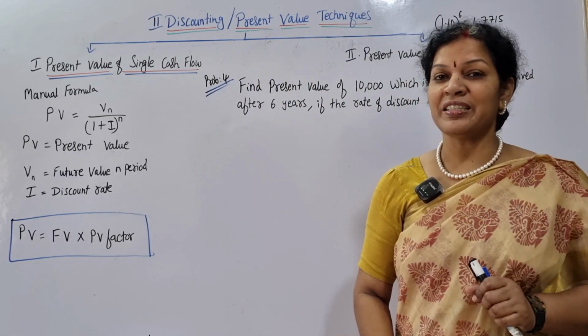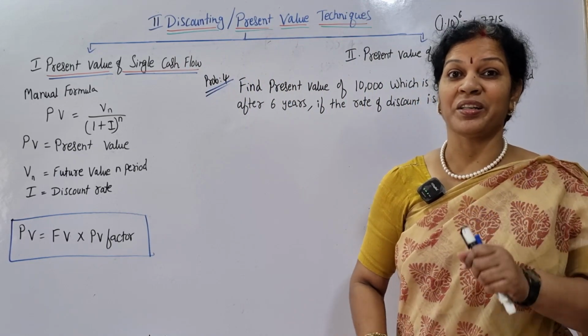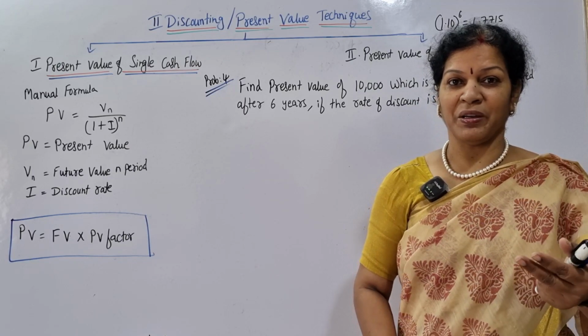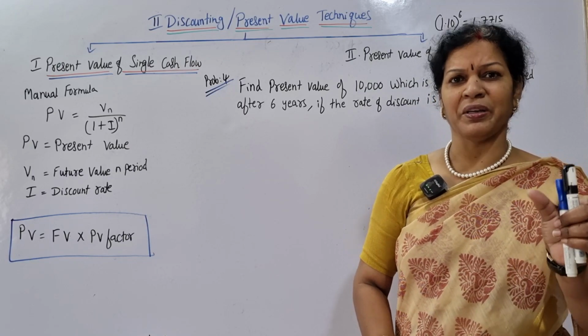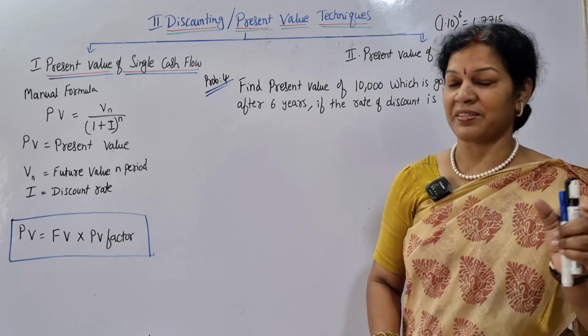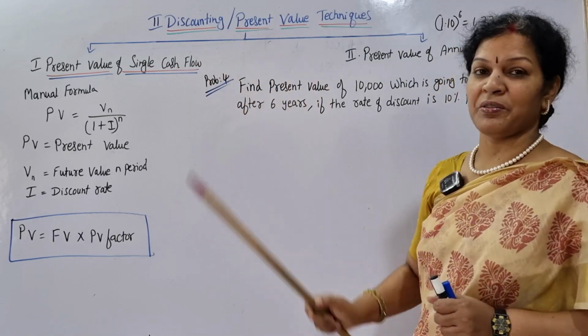Here we don't call it the interest rate. We say it as discount rate. Because in present value we are calculating discount, we are giving discount, that is why we say discount rate. Okay, discounting or present value technique.